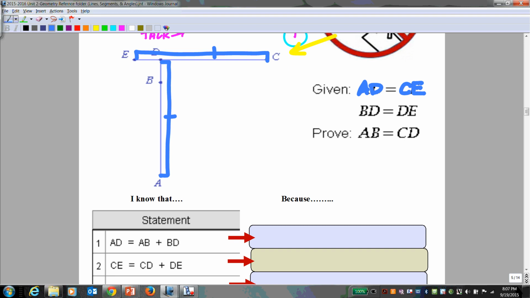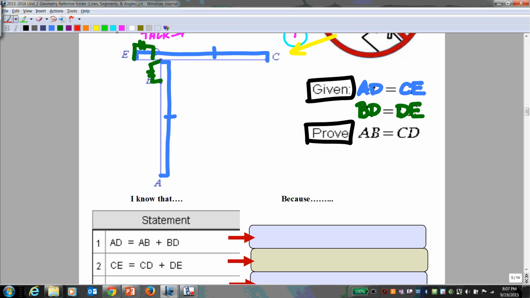Switch colors. We also know that BD and DE are the same distance. So B to D and D to E are the same distance. Notice the double hatch. That's what's called our given information, or our starting information. What we're going to try to prove is the fact that, given this scenario, the distance AB is the same as the distance CD.